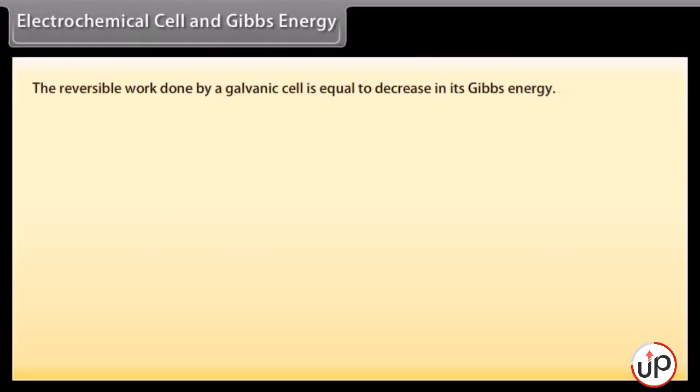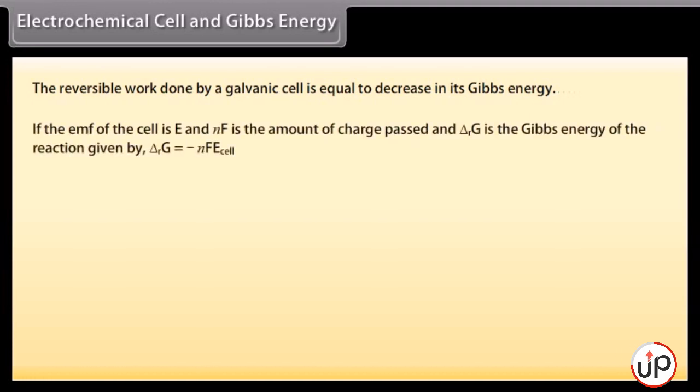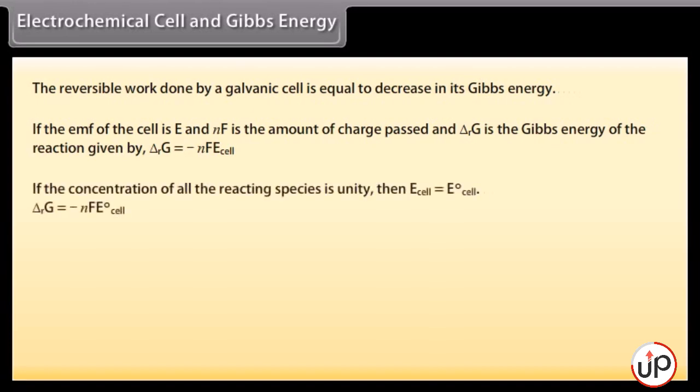Electrochemical cell and Gibbs energy. The reversible work done by a galvanic cell is equal to the decrease in its Gibbs energy. If the EMF of the cell is E and nF is the amount of charge passed, and ΔrG is the Gibbs energy of the reaction, then ΔrG is equal to minus nF E cell. If the concentration of all the reacting species is unity, then E cell is equal to E naught cell.